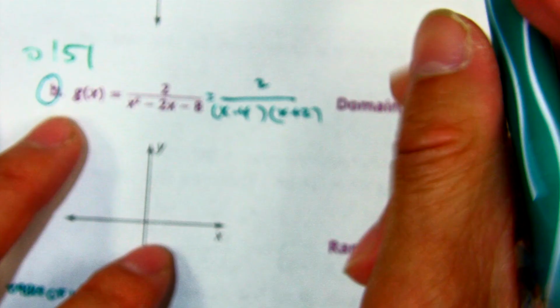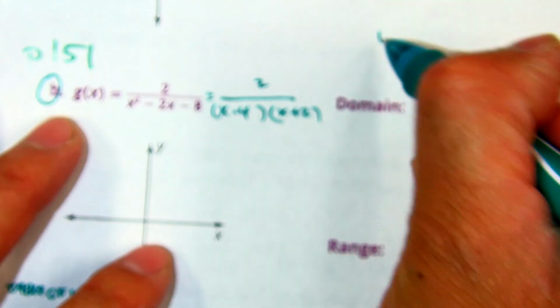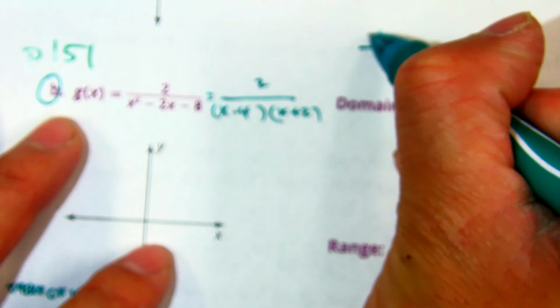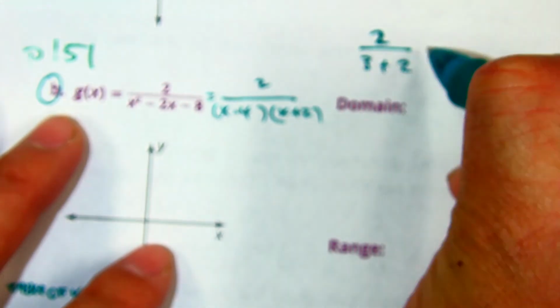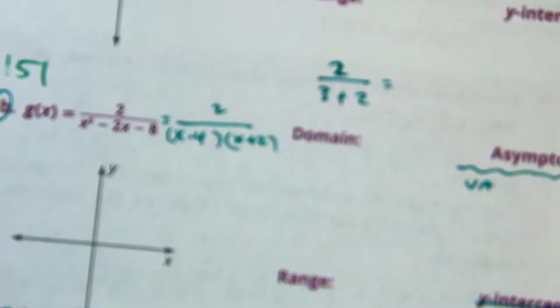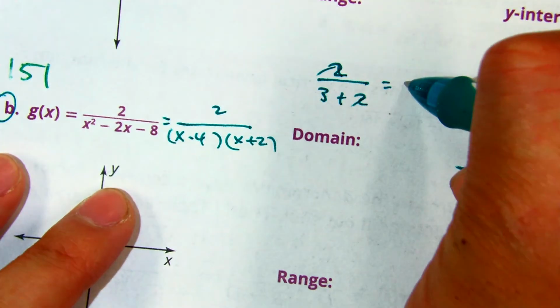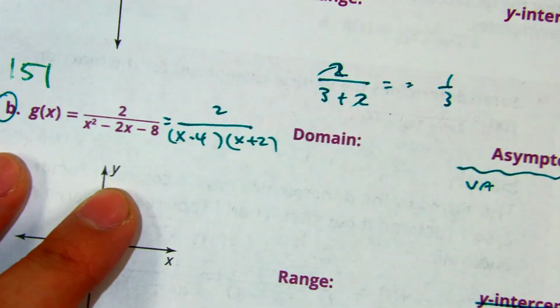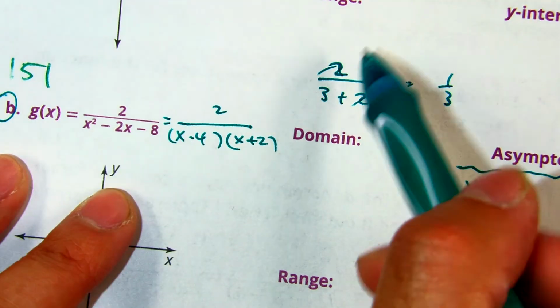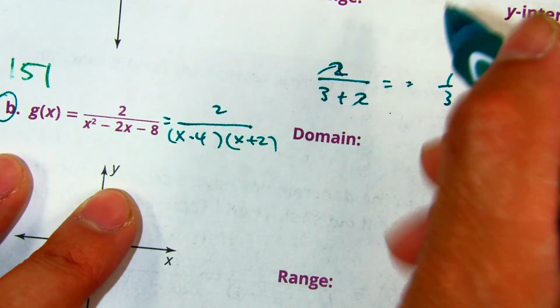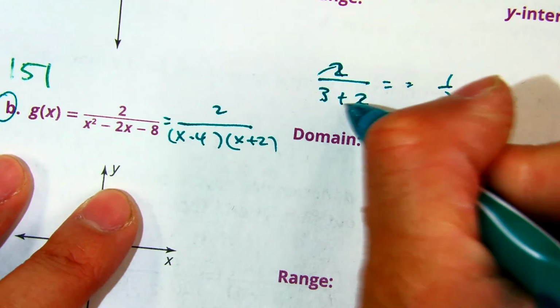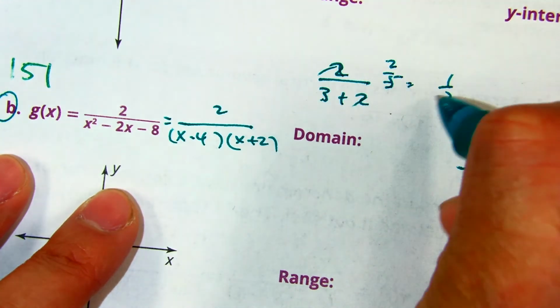Why can you not do that? If you use numbers, 2 over 3 plus 2, and you cancel these 2's, are you saying that this is 1/3? It's not, because if you do 2 over 5, that's the real answer, right? 3 plus 2 is 5. 2/5 is not equal to 1/3.